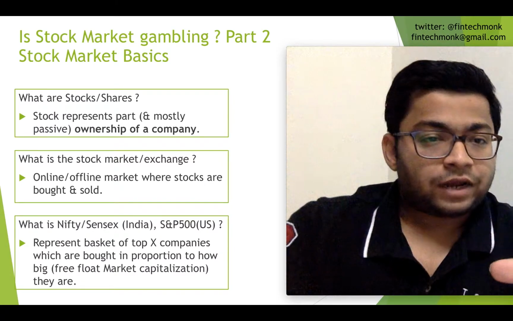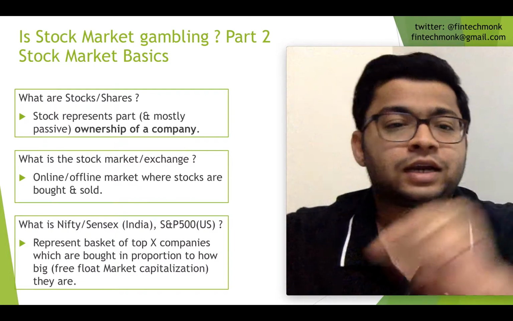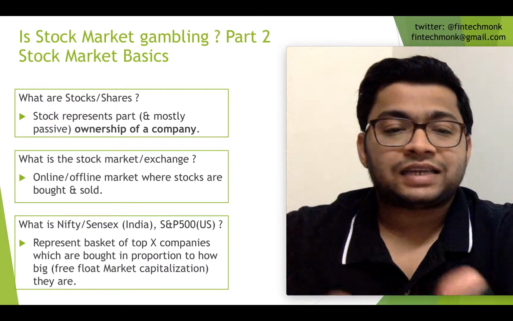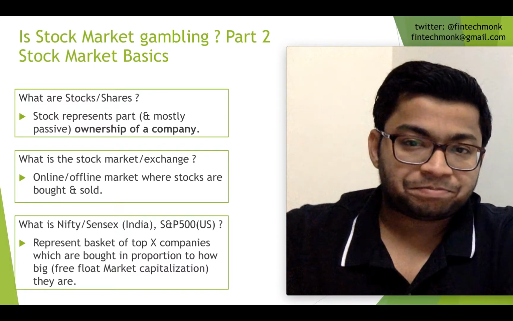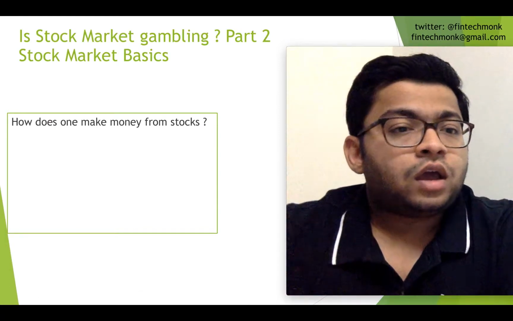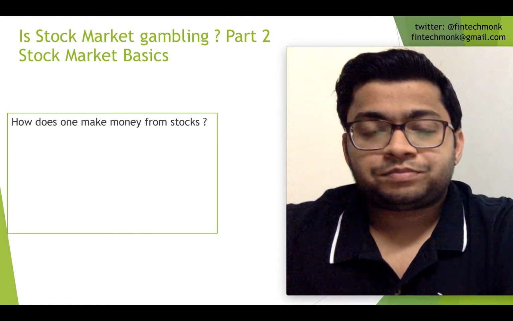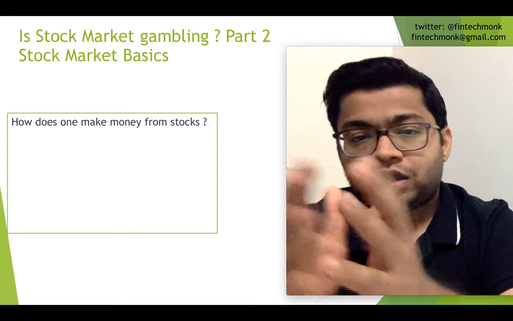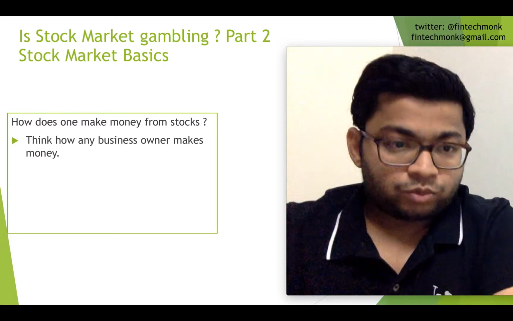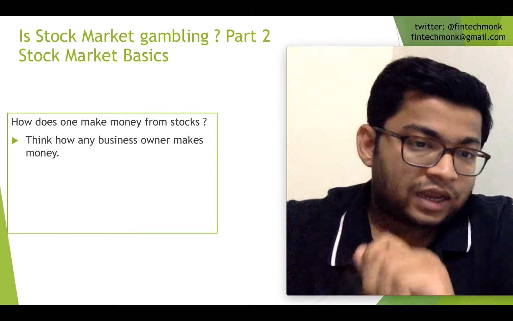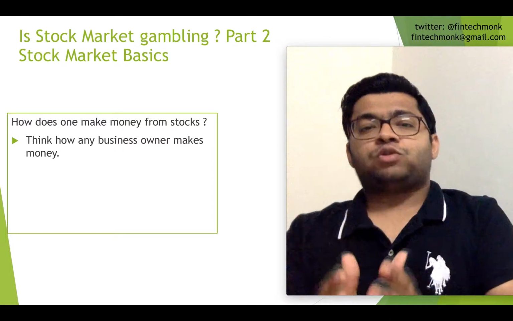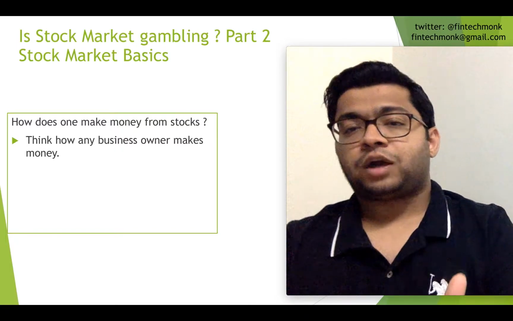All right, so we understand what stocks and shares are. We have a broad understanding of the stock market as such, and also what stock indices like Nifty, Sensex, or S&P 500 are. All right, so now let's ask the second question: how does one make money from stocks? Here we should start thinking of the way we have understood what a stock is, a business that you own partly. So now you have to think along those lines: how would you make money if you are a part owner of a business?